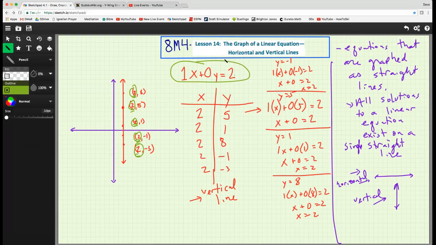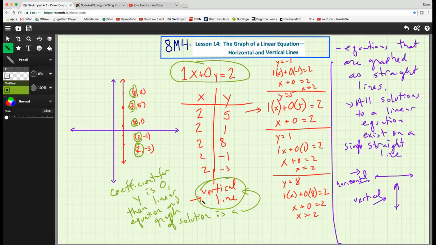So let's now try. So this will be true. Now I'm just going to give you the heads up that whenever the coefficient for y is 0, then we have a linear equation, and the graph of the solution is a vertical line.